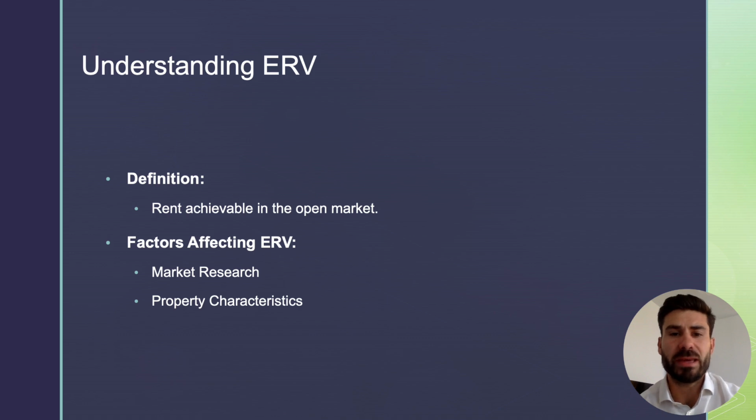The ERV is a critical metric representing the rent that a property could realistically achieve in the market. We establish this rent by looking at the local area and speaking to local agents to understand what the rental income for the property could be. This involves thorough market research, understanding the property characteristics, and analysing the trends.